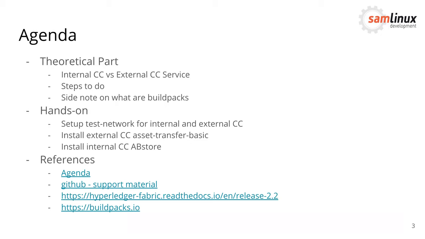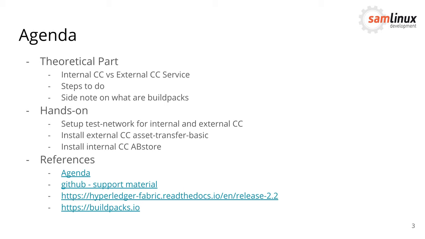And yeah, we have to look into the so-called config or core YAML file, because we also have to make some changes in this file. And then we are going to use the external chaincode service. But we will make it twice.